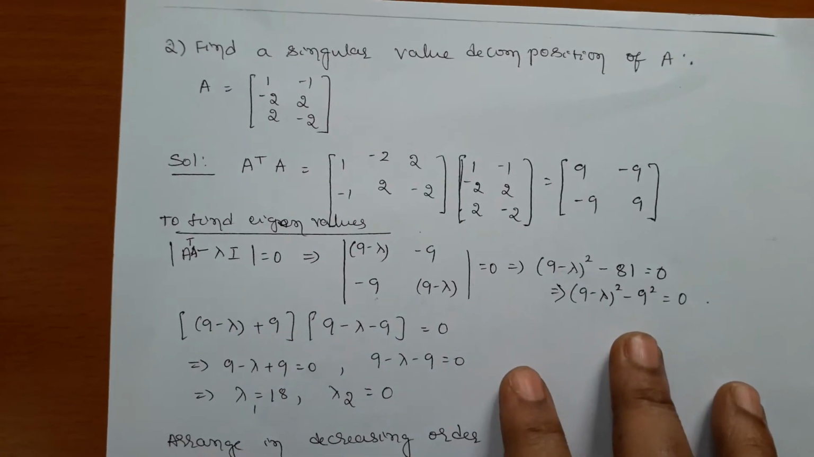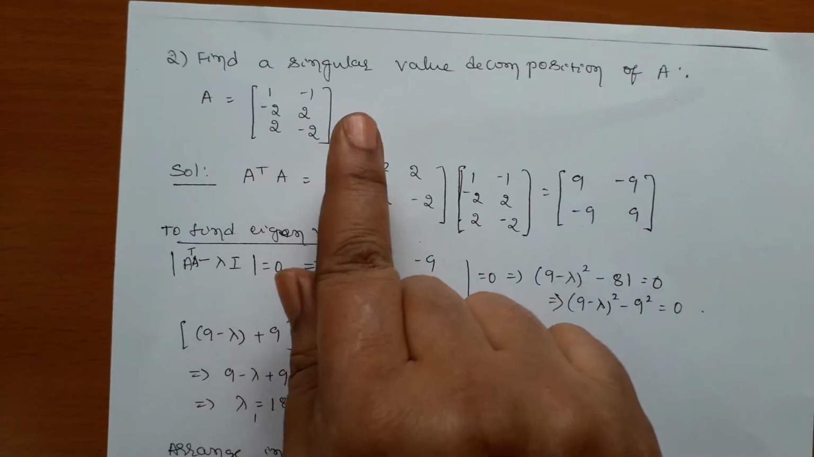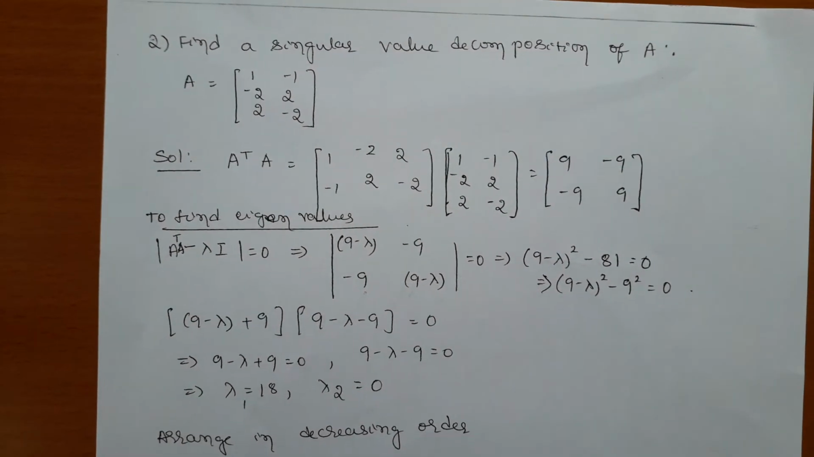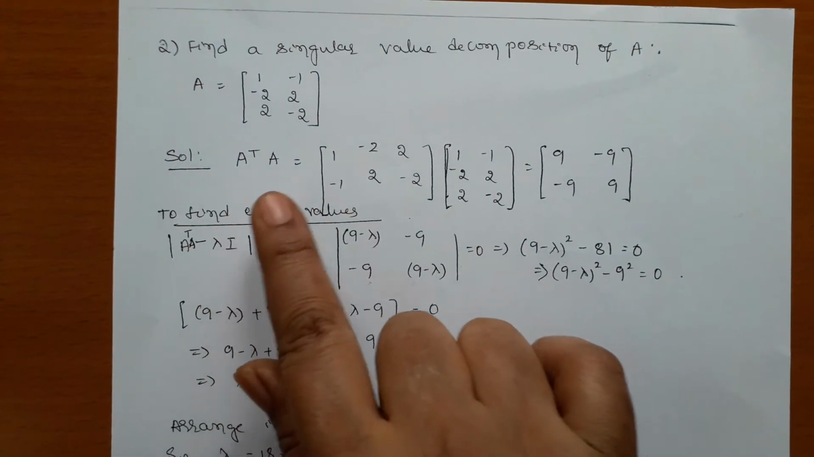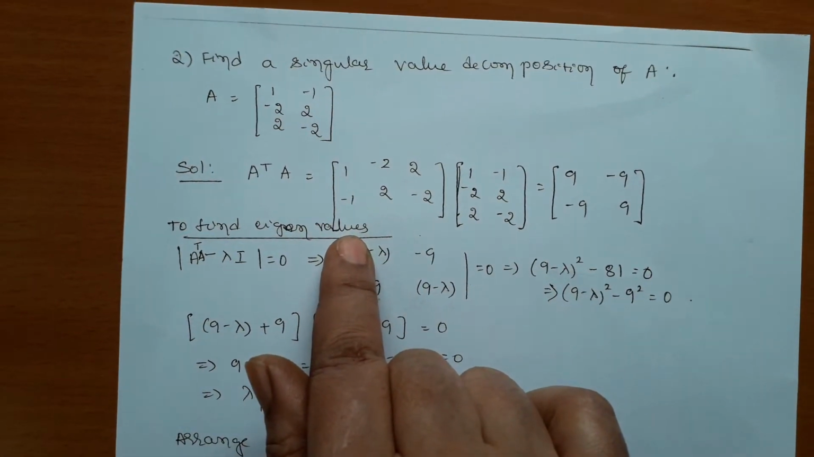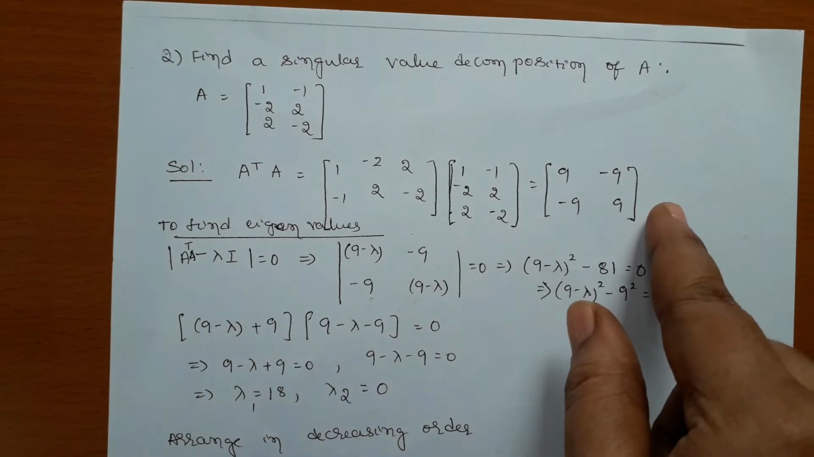In this problem, find a singular value decomposition of A equal to [1 -1; -2 2; 2 -2]. Now, what's the first step? First you find out A transpose into A. What is A transpose? Row into column. Yes, A transpose becomes row into column into A. Then we get a square matrix.